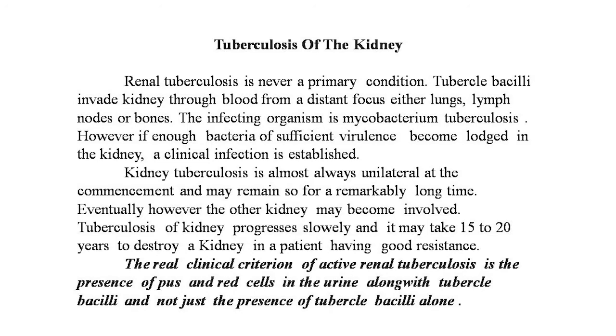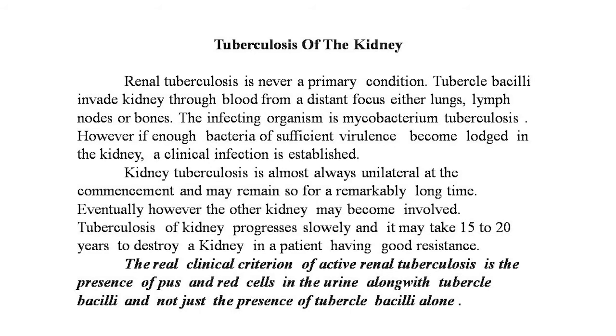Now the tuberculosis of the kidney. Renal tuberculosis is never a primary condition. Tubercle bacilli invade the kidney through the blood from a distant focus, either lungs, lymph nodes or bones. The infecting organism is Mycobacterium tuberculosis. However, if enough bacteria of sufficient virulence become lodged in the kidney, a clinical infection is established. Kidney tuberculosis is almost always unilateral at the commencement and may remain so for a remarkably long time. Eventually, however, the other kidney may become involved. Tuberculosis of the kidney progresses slowly and it may take 15 to 20 years to destroy a kidney.